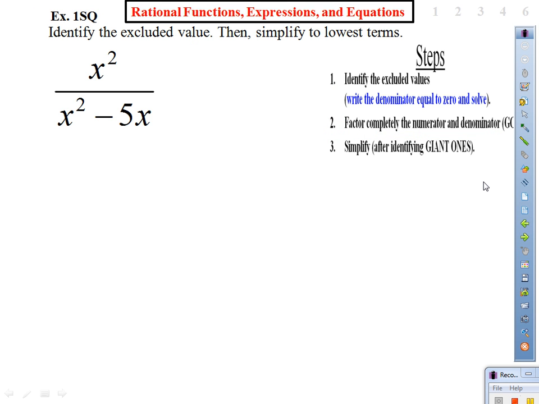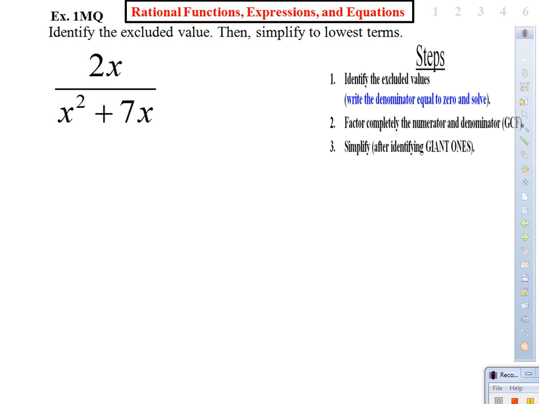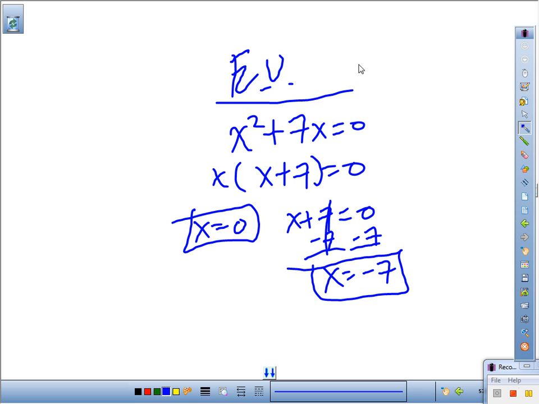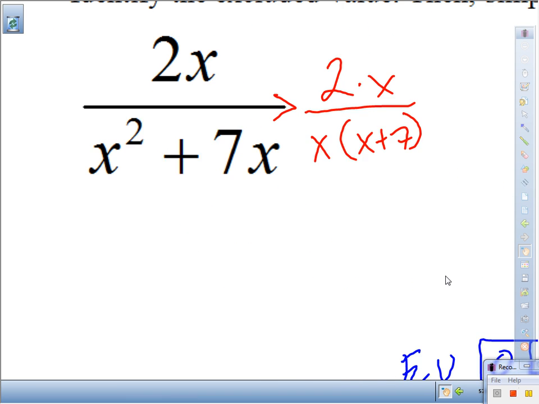Copy that. Example 1, mega cube. It reads 2x over x squared plus 7x. Once again, identify the excluded values and simplify to lowest terms. Copy that and go. All right, here goes the work for the excluded values. The excluded values are 0 and 7. Hence, okay, yeah, 0 and negative 7. There they are. Okay, let's go to the simplification.